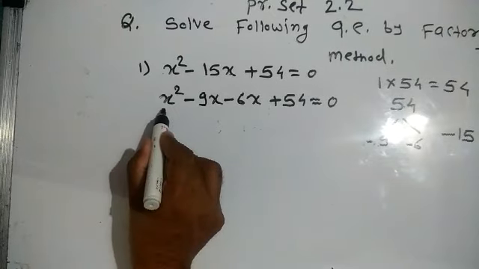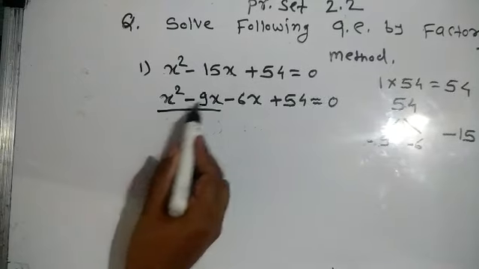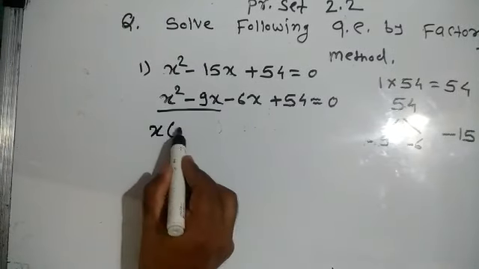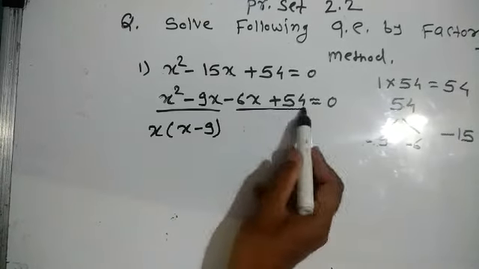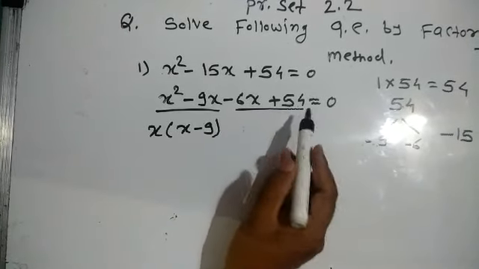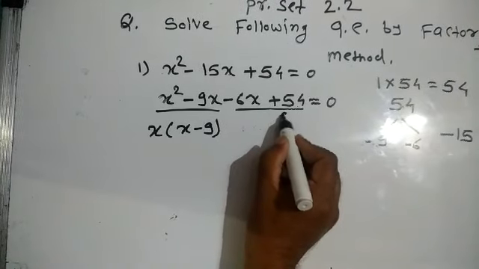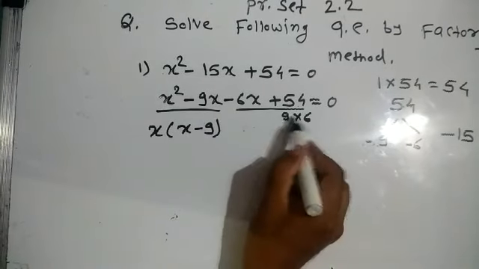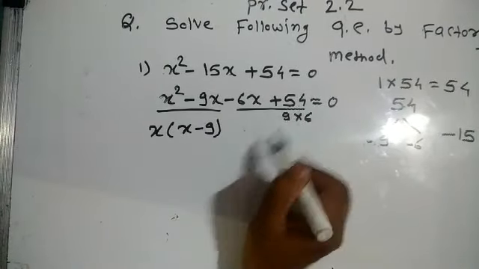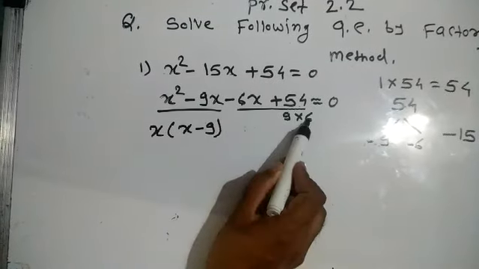Then take the common factor from the first two terms. Here x square minus 9x, therefore x is common. What is remaining? x minus 9 in bracket. Now take common from the other two terms. This 54 means 9 into 6. Look at here, 6 is there, and here also 6 is there.